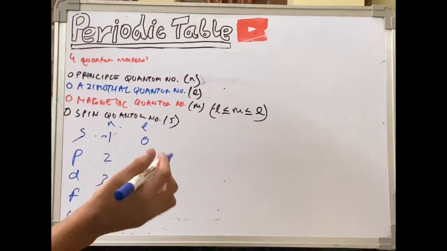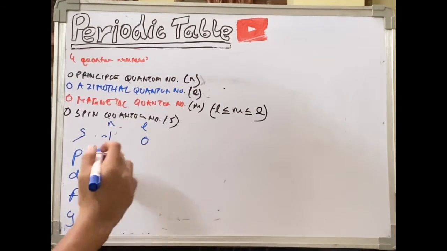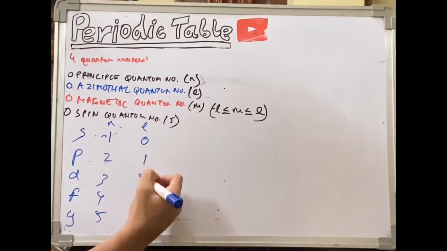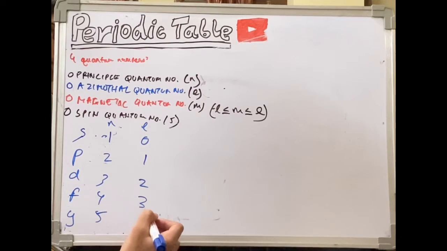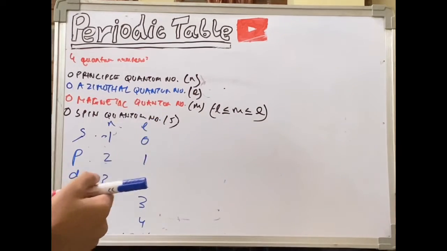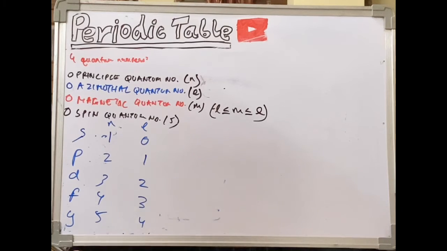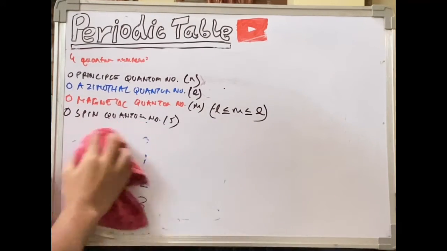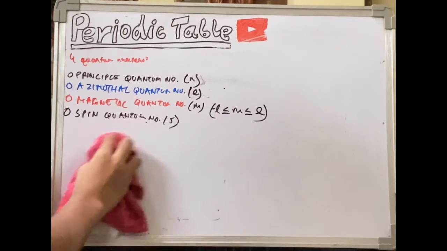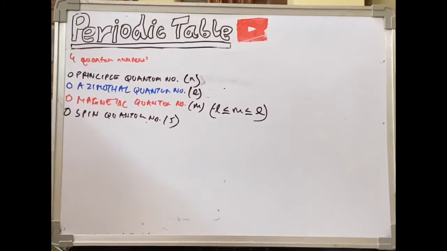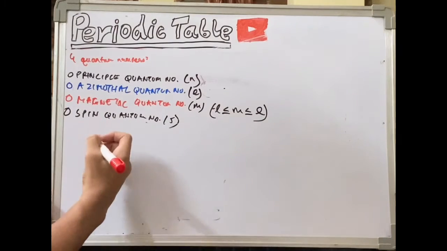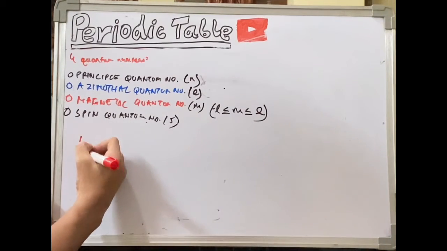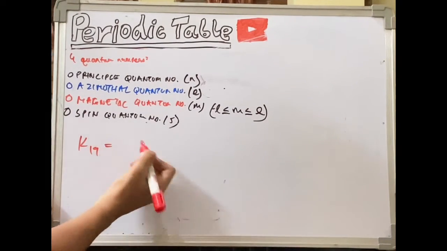The general value of l in all these cases is n minus 1, which is 0, 1, 2, 3, 4. So l will denote which type of subshell it belongs to. For example, let's take an example. We'll take the example of, let's say, potassium, with the atomic number 19.